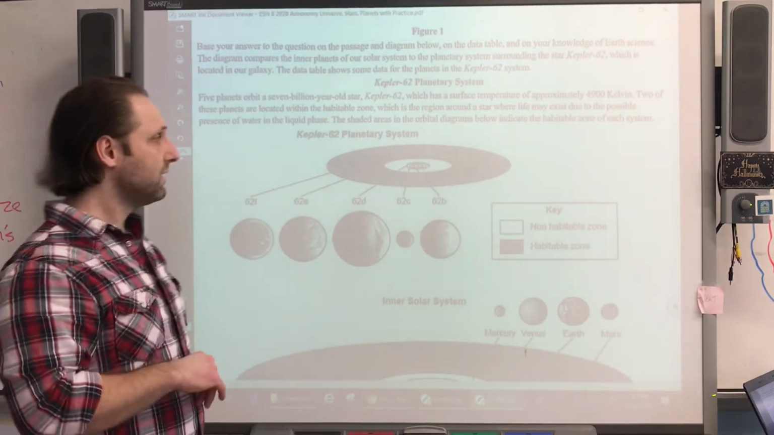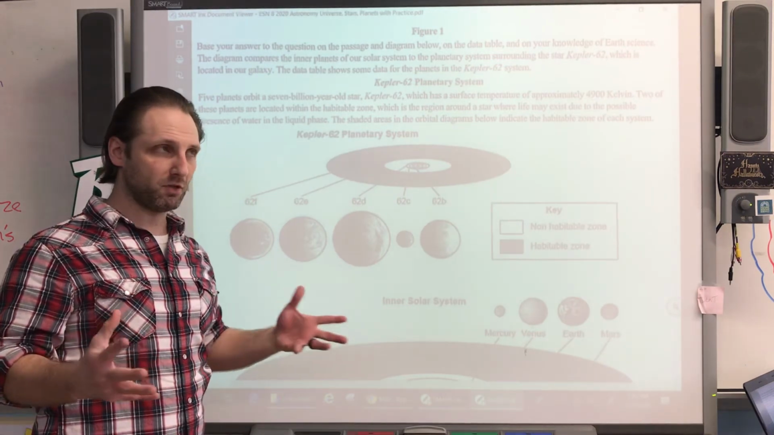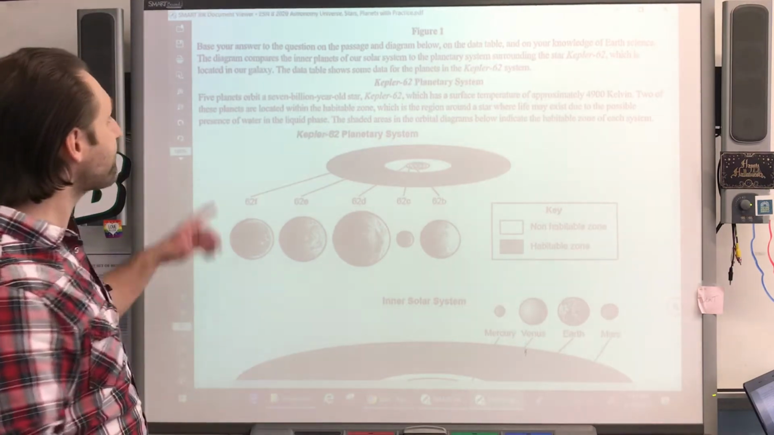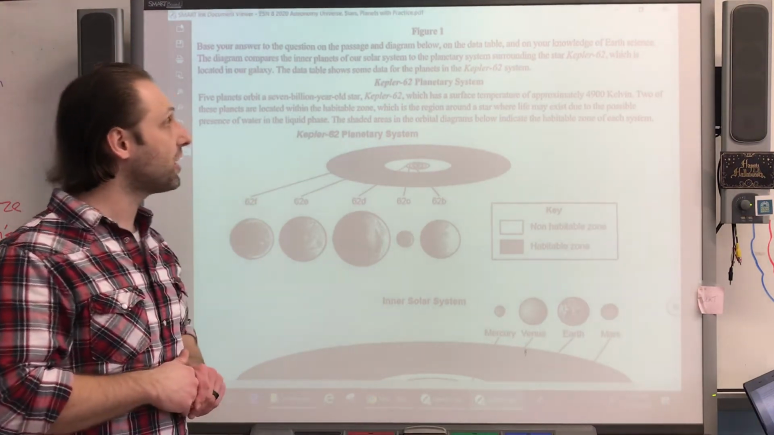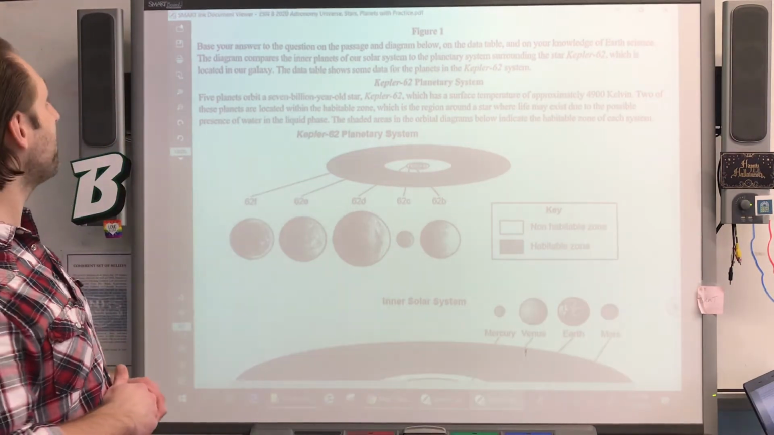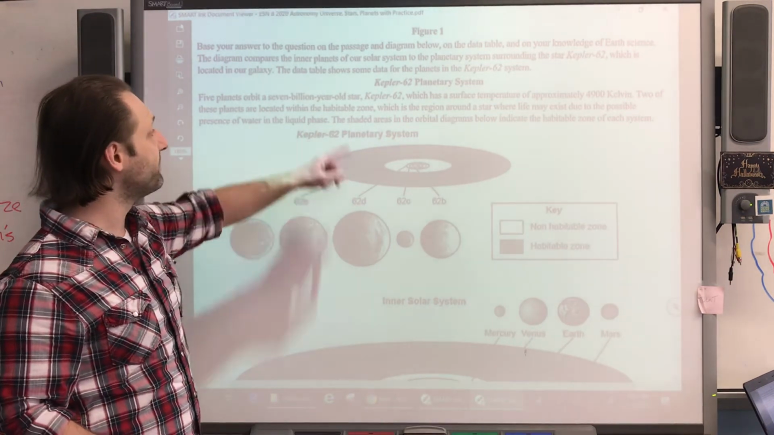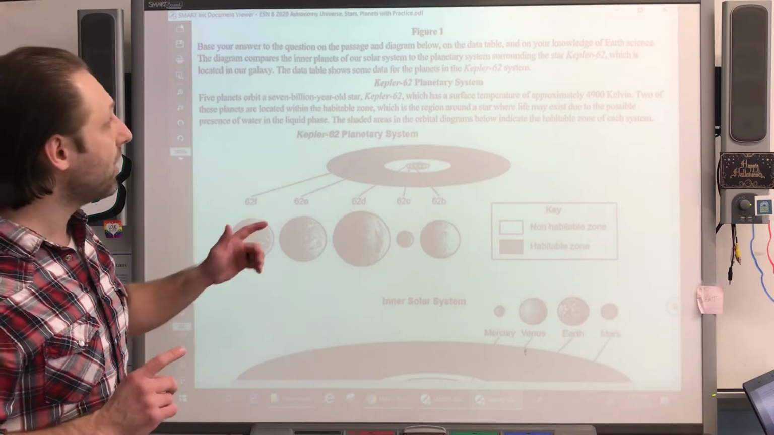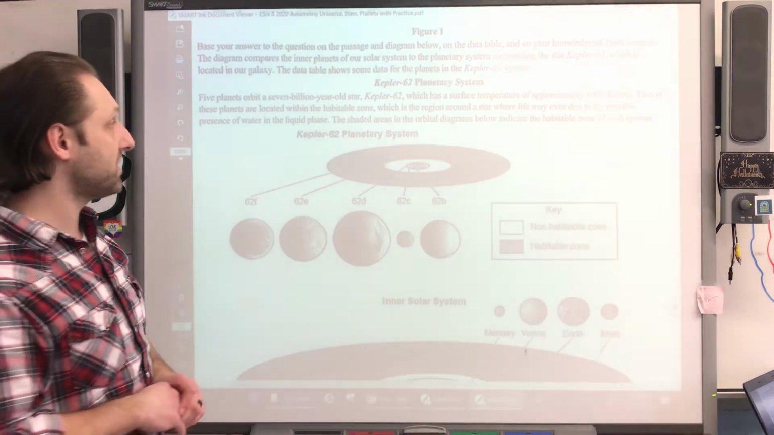Habitable zone. Think about us, habitable. Is our planet habitable? Yeah, our planet's habitable. So maybe it has something to do with that. Which is the region around a star where life may exist due to the possible presence of water in liquid phase. The shaded areas in this orbital diagrams below indicate the habitable zone of each system.